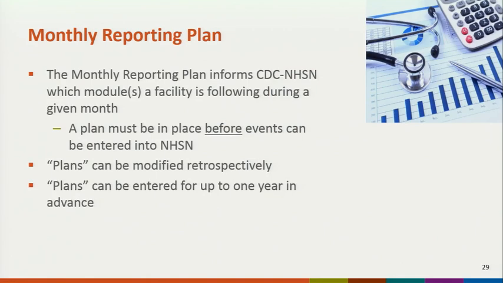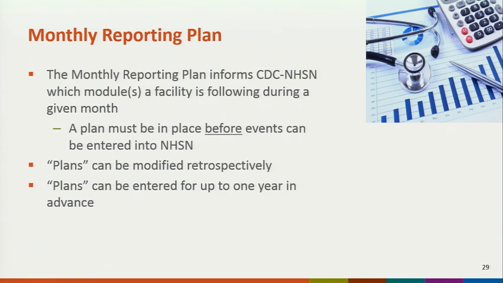The monthly reporting plan informs CDC, NHSN, which modules a facility will follow and submit data for a given month. Think of it as the facility's commitment to entering data into the NHSN application. As I said, a monthly reporting plan must be in place before events can be entered into the NHSN for that calendar month. A plan can be modified retrospectively. So for example, let's say that you're really getting ambitious or you got a new IP on board, and so you want to add an additional module to follow. You can retrospectively go back to that monthly reporting plan and add an additional module.